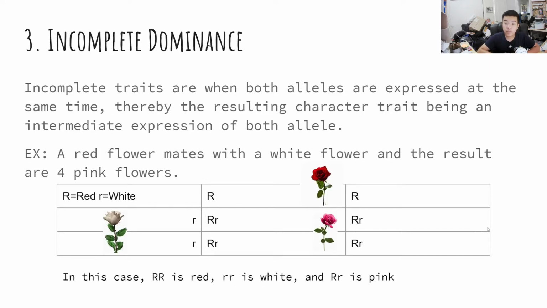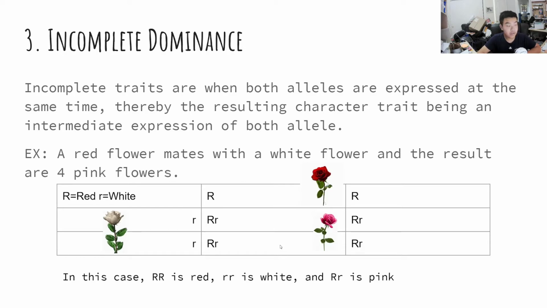The third mode of inheritance is incomplete dominance. Incomplete dominance is when both alleles are expressed at the same time, thereby the resulting character trait being an intermediate expression of both alleles. That means when 2 organisms mate, the character traits mix together. The example we'll be using is a red flower mates with a white flower, and the result is 4 pink flowers. So the red is homozygous uppercase R and white is lowercase r, and when they mate together, all 4 outcomes are pink.